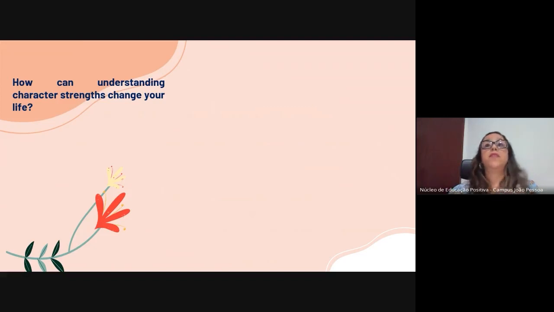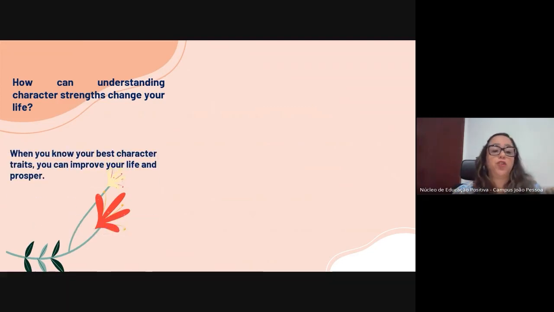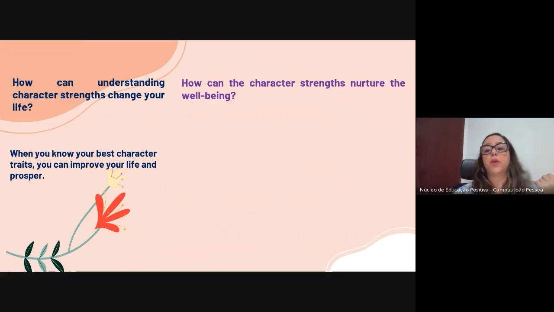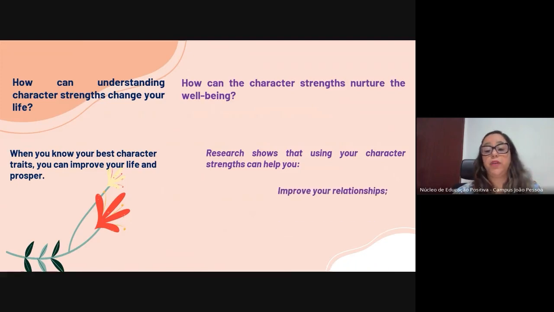So, how can understanding character strengths change your life? How can having the conscience that we have these strengths change our lives for better, for example? When you know your best character traits, you can improve your life and prosper. And how can the character strengths nurture the well-being? Research shows that using your character strengths can help you improve your relationships, enhance health and overall well-being, deal with and overcome problems. So let's think about these improvements considering the English learning process, okay?